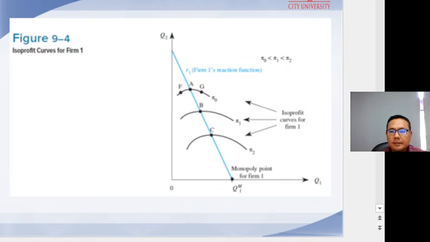So with an understanding of these four aspects of isoprofit curves, we now provide further insight into managerial decisions in Cournot oligopoly. Recall that one assumption of Cournot oligopoly is that each firm takes as given the output decision of rival firms and simply chooses its output to maximize profit given the other firm's output.